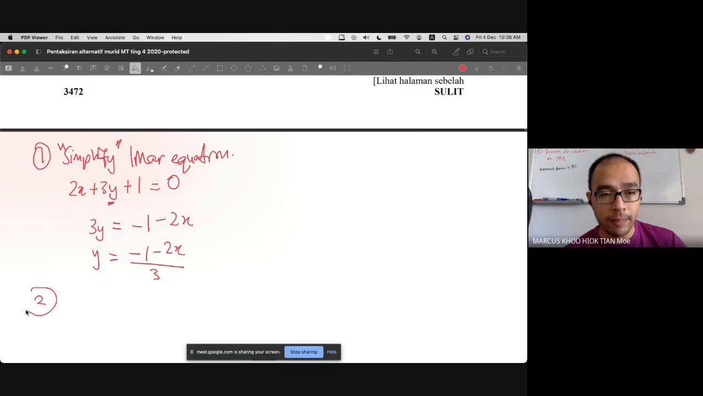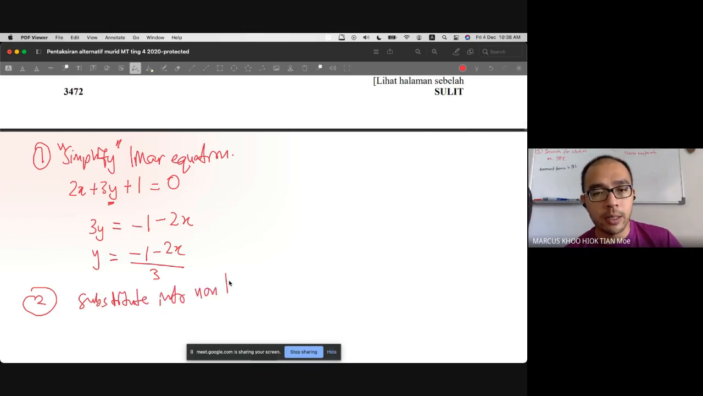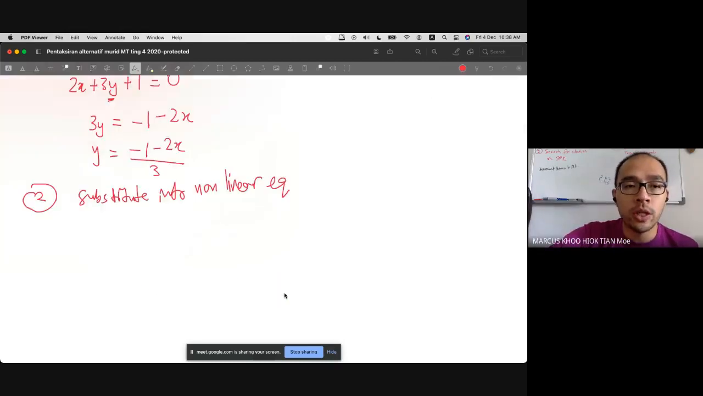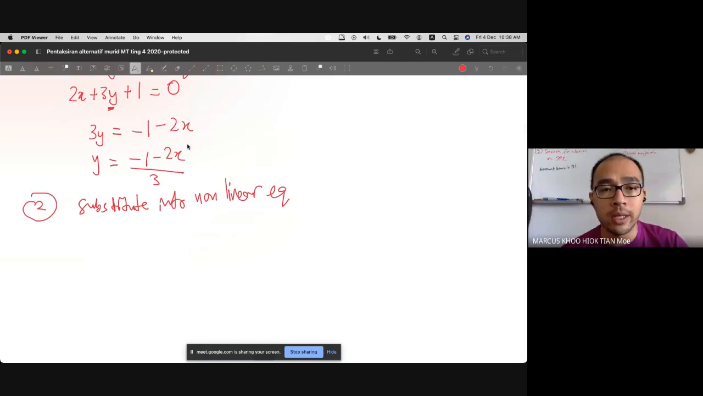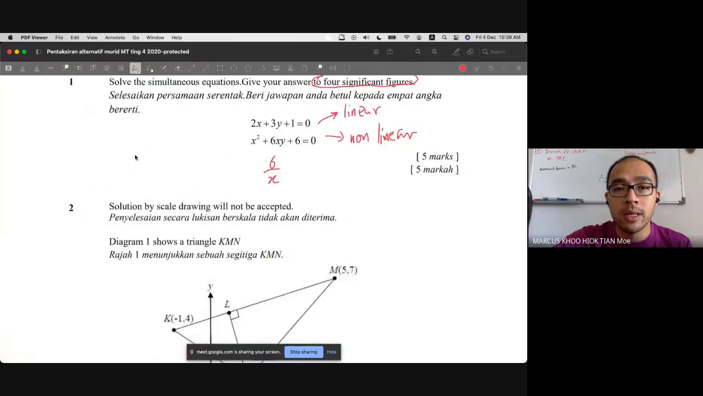Okay, second step, substitute into non-linear equation. Okay, we substitute into non-linear equation. So this y equals to negative 1 minus 2x over 3. We want to substitute this into this equation. Kasih masuk di y sini lah. Okay, now notice why did I use y and not x? Because ada 2x di sini. Okay, I don't want to substitute twice lah. Substitute once enough. Okay, so substitute twice is not wrong, tidak salah. Okay, cuma dia lebih complicated.